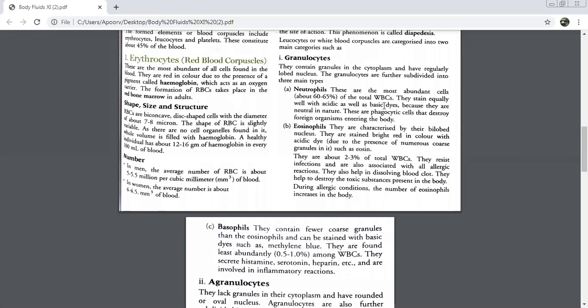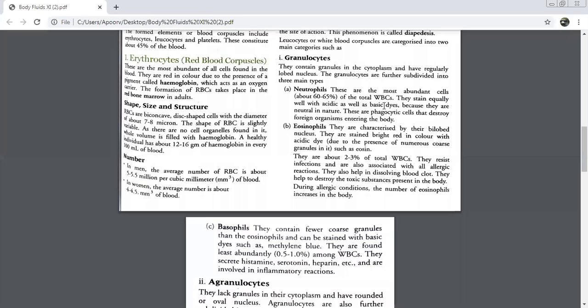Eosinophils have more granules and basophils have fewer. You can stain them with which dye? Methylene blue. What kind of a dye is it? A basic dye, basic in nature.